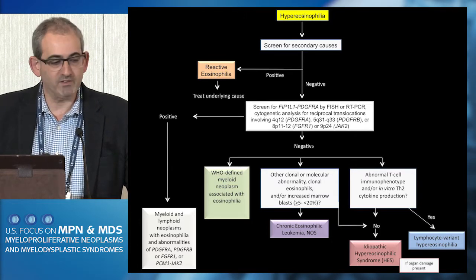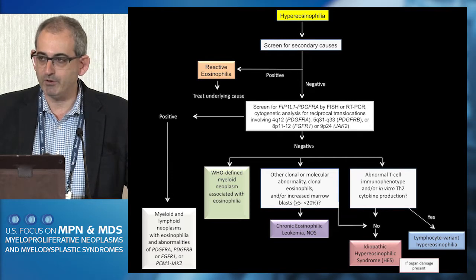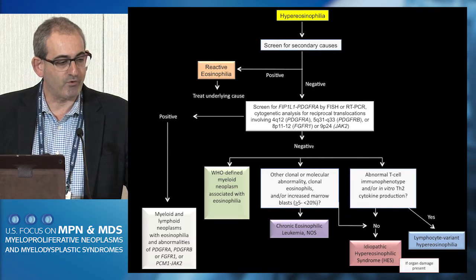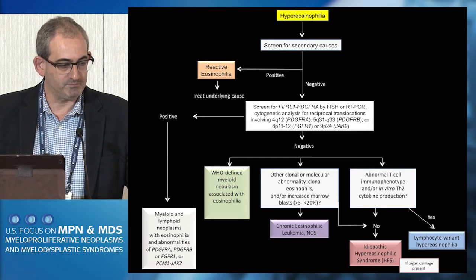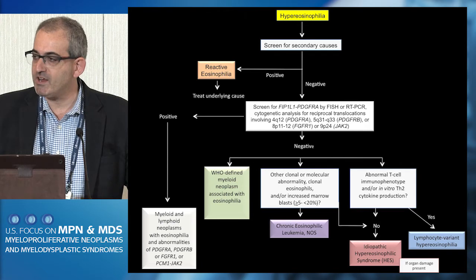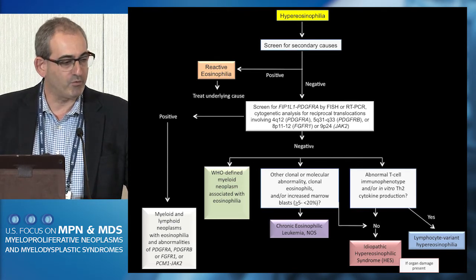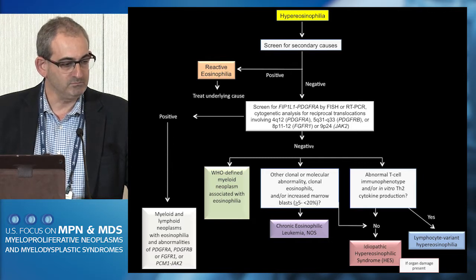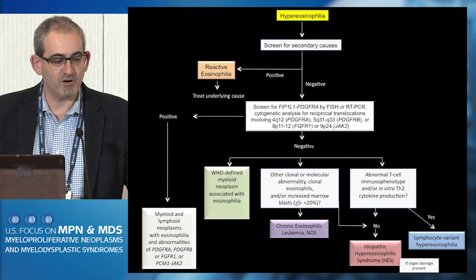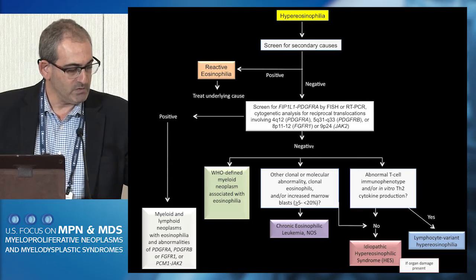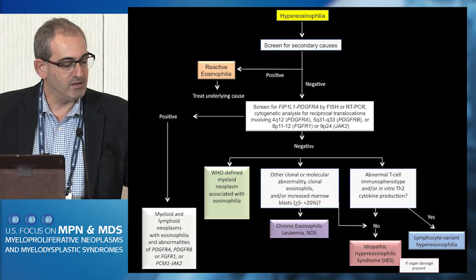If the workup for reactive eosinophilia is negative, then the first thing I do is screen the peripheral blood for the FIP1L1-PDGFRA fusion by FISH or PCR, or I look at standard cytogenetics for abnormalities that infer involvement of one of the genes that I referred to. So 4q12 for PDGFR alpha, 5q31 to q33 for PDGFR beta, AP11 for FGFR1, or 9p24 for JAK2. And if you find one of those, then the patients will be geared toward the appropriate treatment.